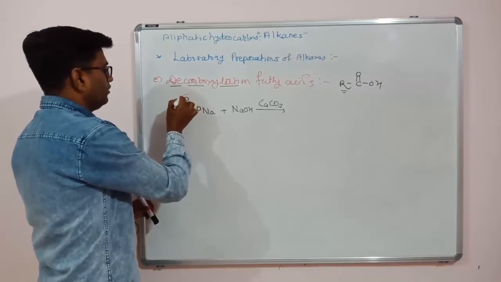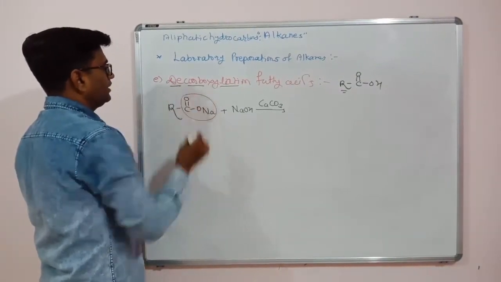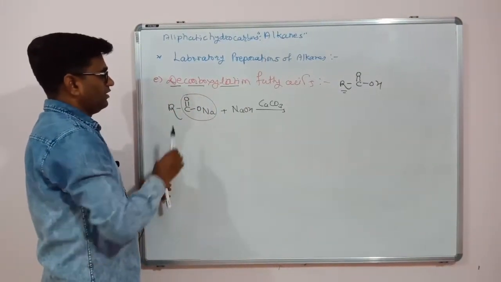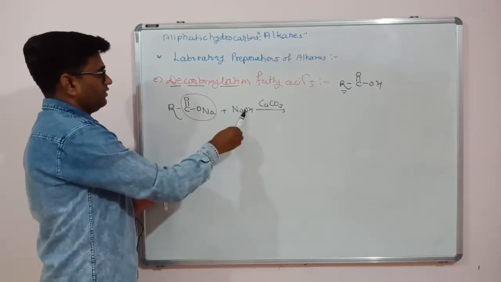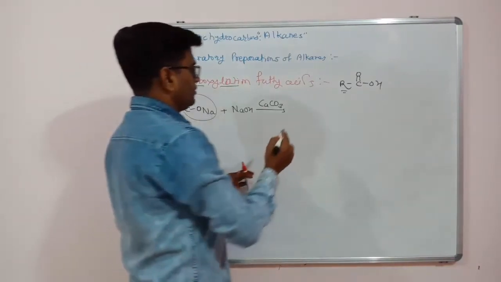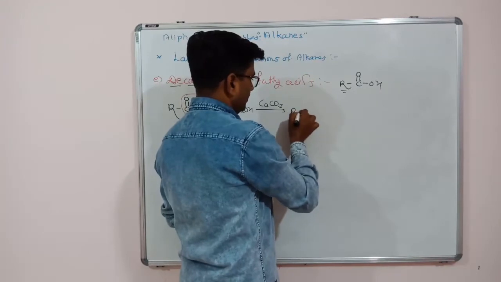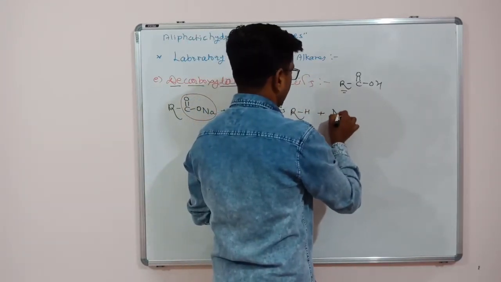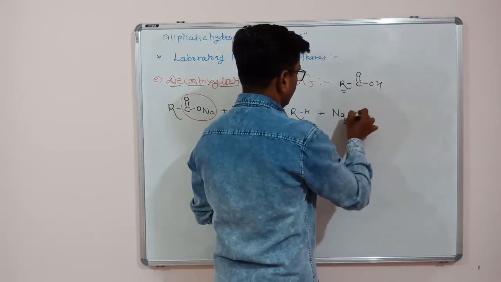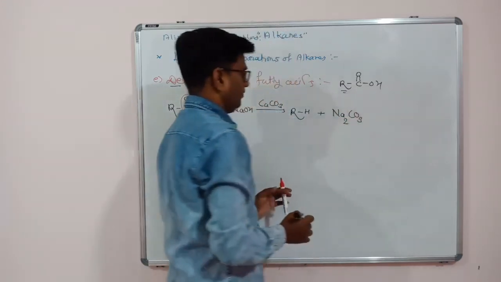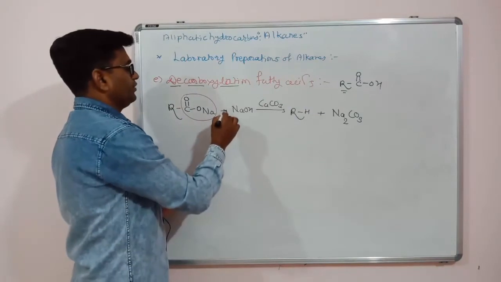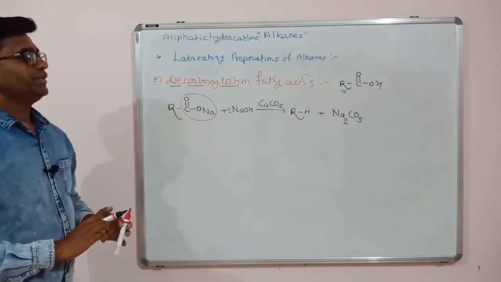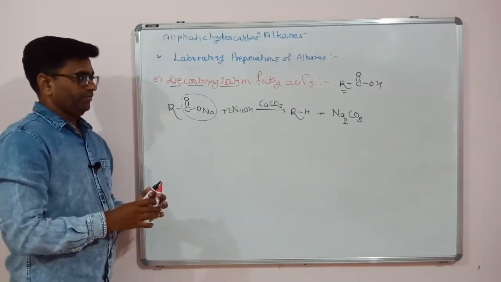This group will leave as a carbonate and we will get an alkane. So we will get RH alkane plus Na2CO3. So sodium carbonate is a byproduct.